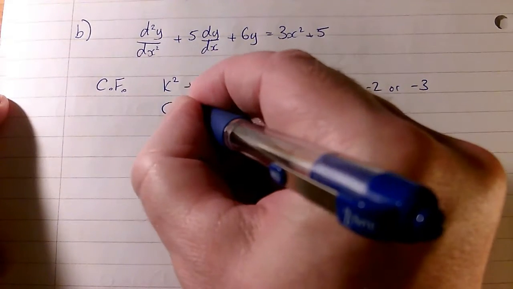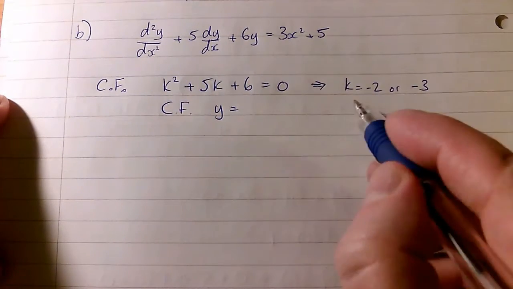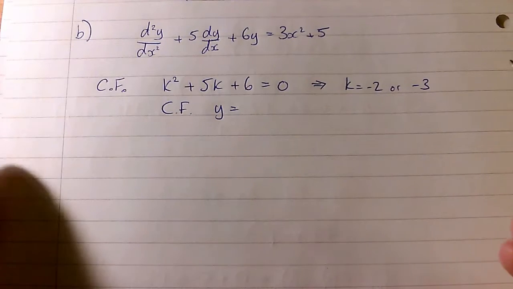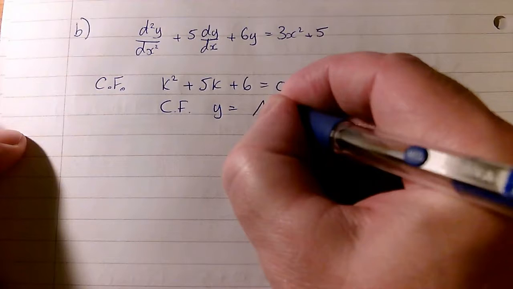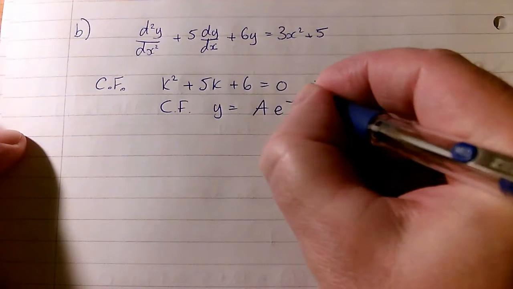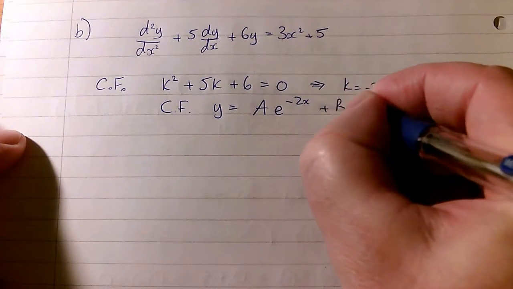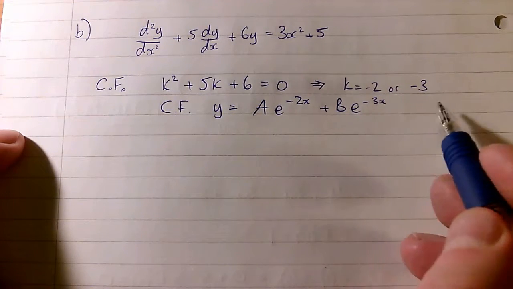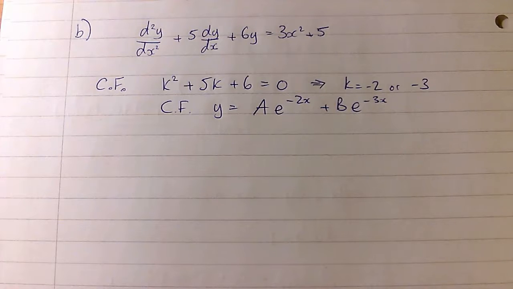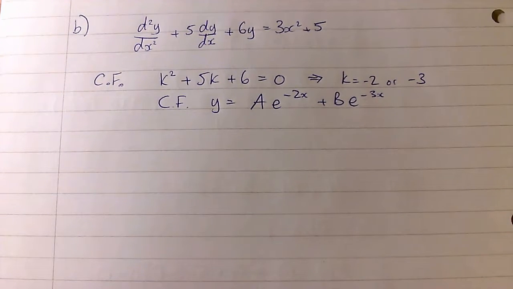So my complementary function, y equals, I've got no imaginary or complex roots, so y equals a times e to the minus 2x plus b times e to the minus 3x. We just slot these minus 2 and minus 3 in front of our x's in our powers of e. Okay, that was easy. Now let's do the particular integral.